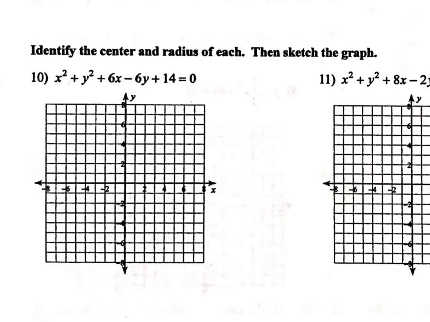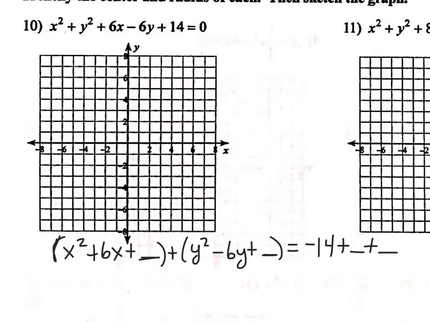The next problem we're going to do is problem 10. Identify the center and radius of each, then sketch the graph. So we're given a general form of a circle, and we need to find the standard form of the circle, and we're going to graph it.